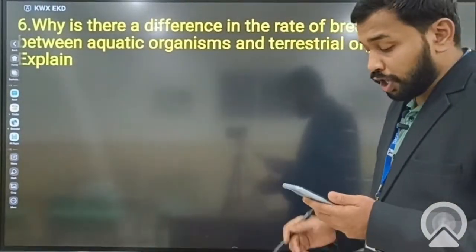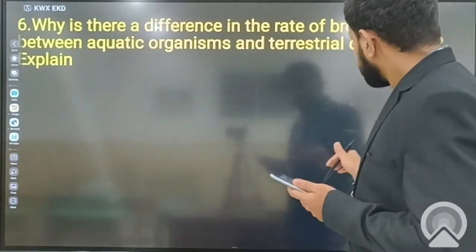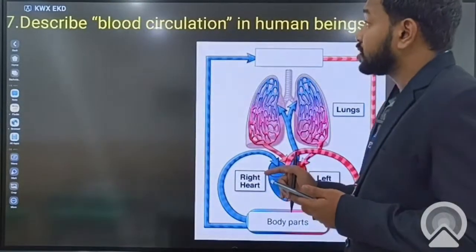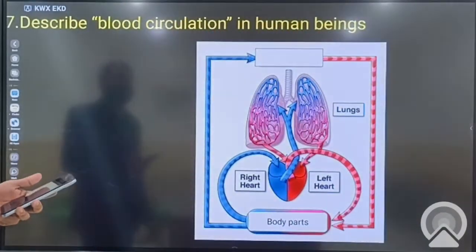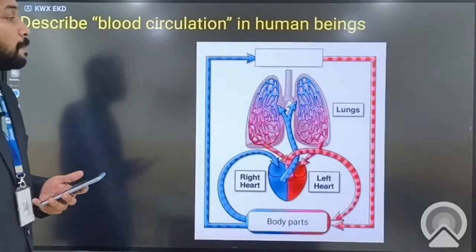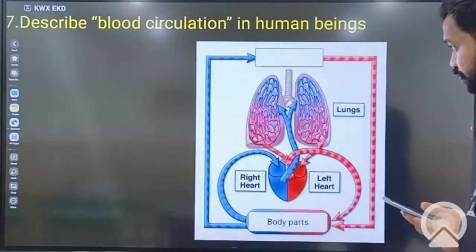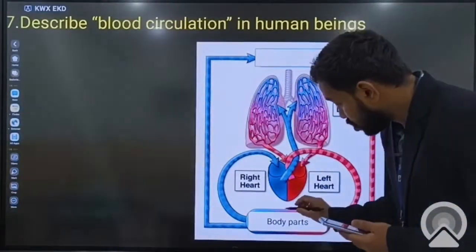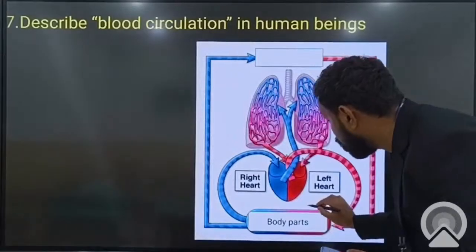Then we will move into the next question. Seventh question. It's a very important question. Describe the blood circulation in human beings. Look here. We are starting from the body parts.